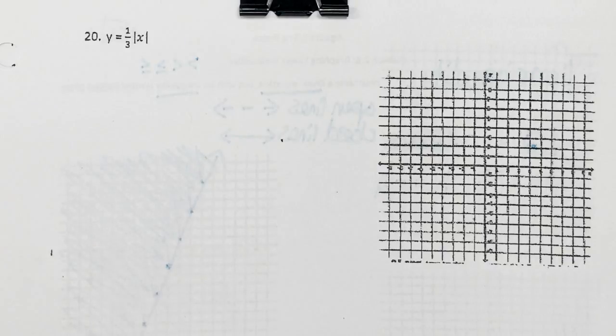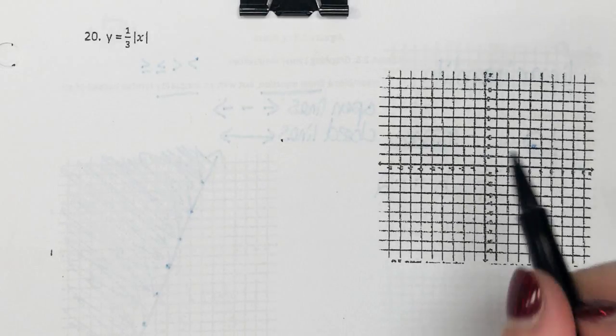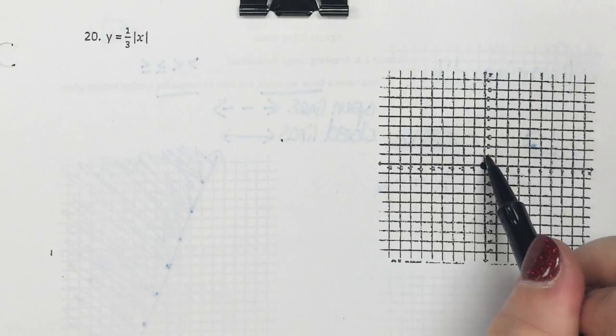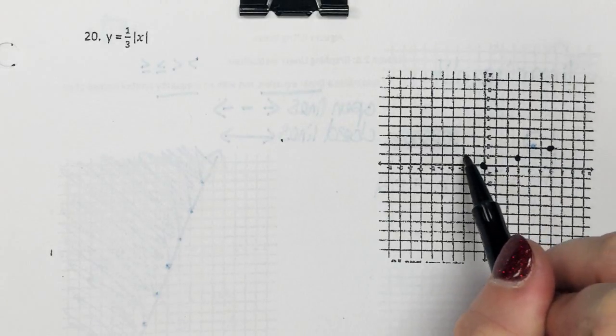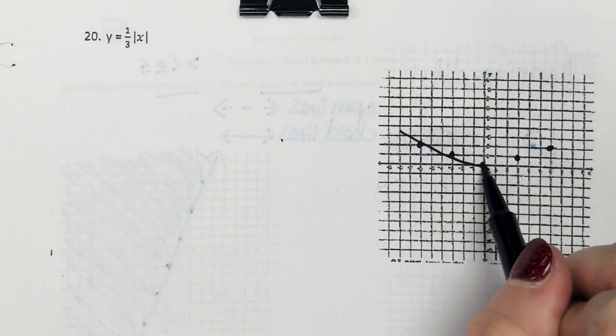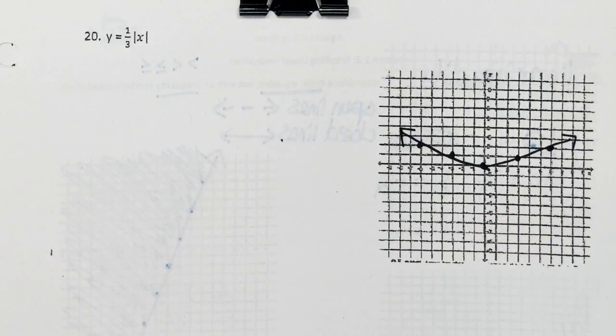All right. So Andres, where am I going to start on number 20? At 0. Very good. And Mina, what's my slope on number 20? 1/3. So I'm going to go up 1 and right 3. And because it's absolute value, I need to do the other way. And that compresses it, right? It pushes it down. Is that okay? Yeah?